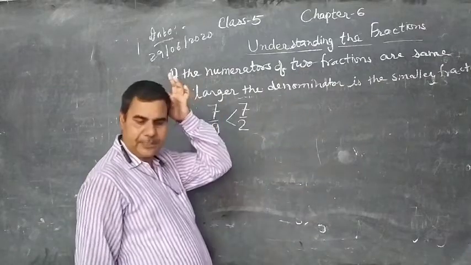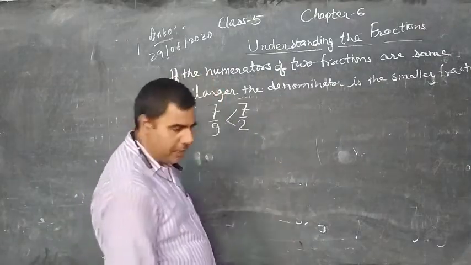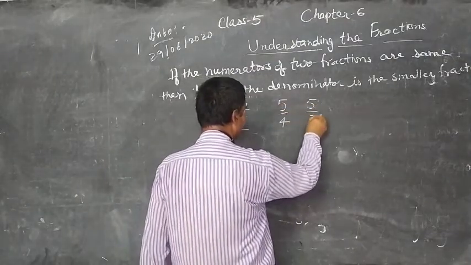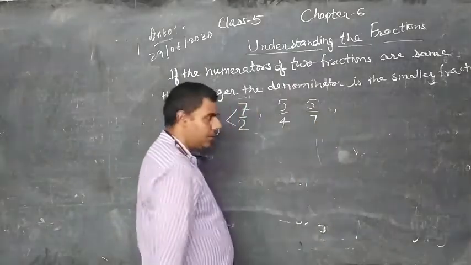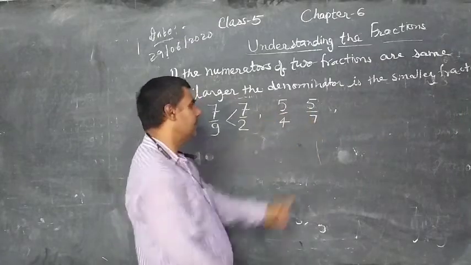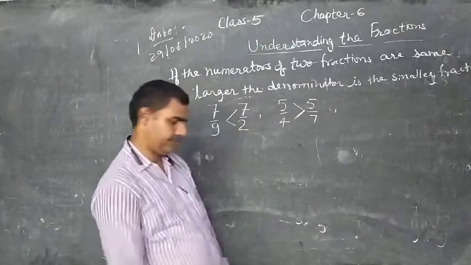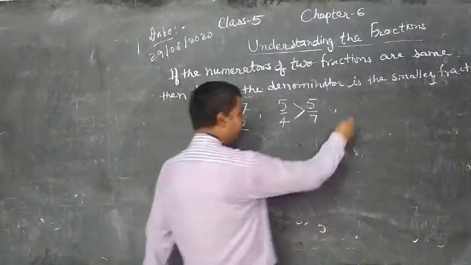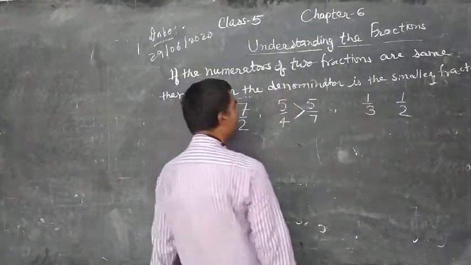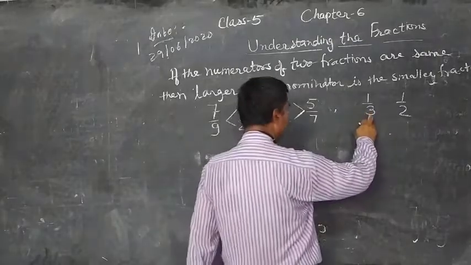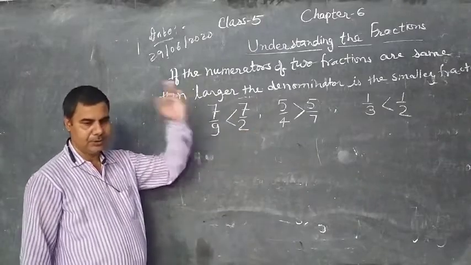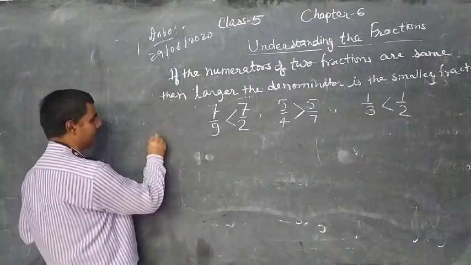Let's see some other examples. 5/4 and 5/7. Here numerators are same. So larger denominator is the smaller fraction. 1/3 and 1/2. Here numerators are same. So larger the denominator will be smaller fraction. Have you understood? Okay. Now next rule.